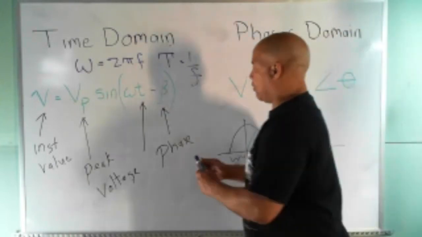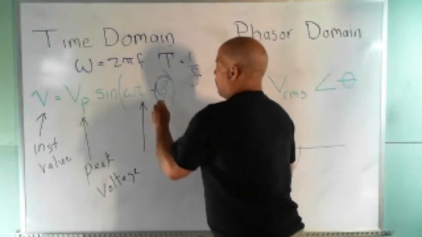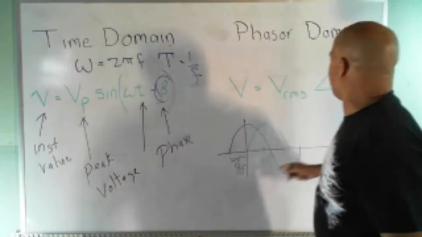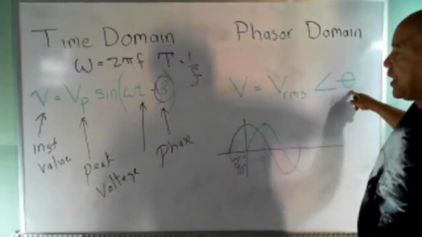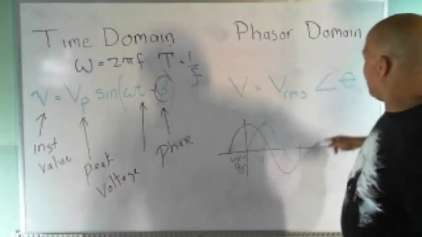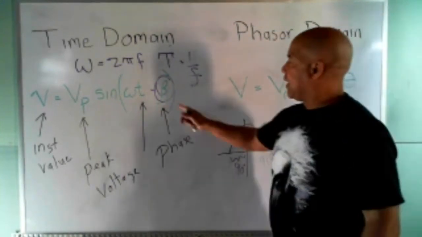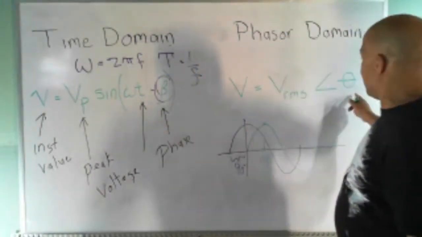All you got to do is look right here. Whatever that is, if it's negative, you write the negative phase angle. If it's positive, you write that as a positive phase angle. And if there's no angle there at all, then this angle here would be 0 degrees.